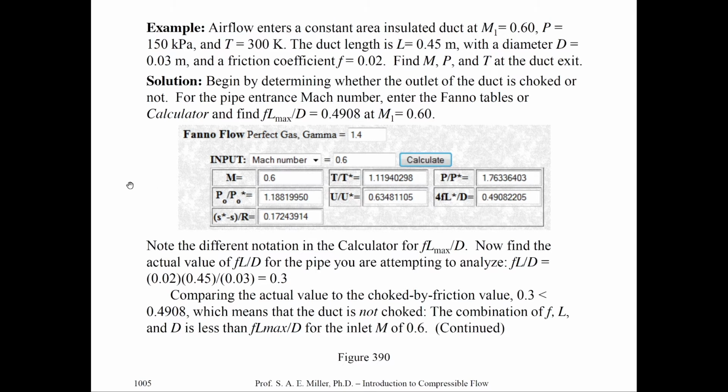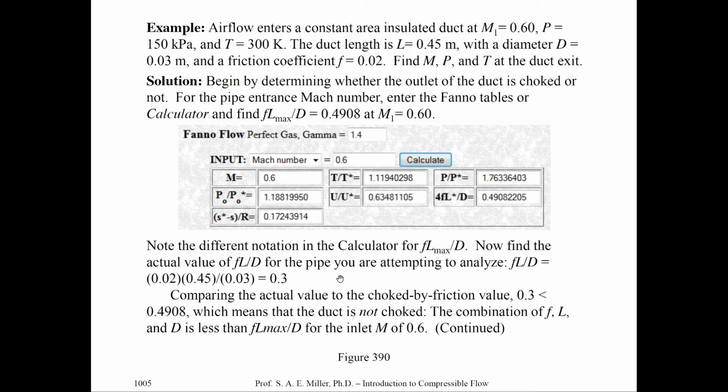You'll note a very different notation in the calculator for 4FL over D, and we need to find the actual value for FL over D for the pipe we're looking to analyze. We would put in, of course, using the values we know from the problem, 0.02, which is the frictional coefficient, times 0.45, which is the length of the pipe, and 0.03, which is the diameter. Indeed, we'll find FL over D of 0.3 for the actual problem, not the choked condition, which is denoted as sup star of Fanno flow.